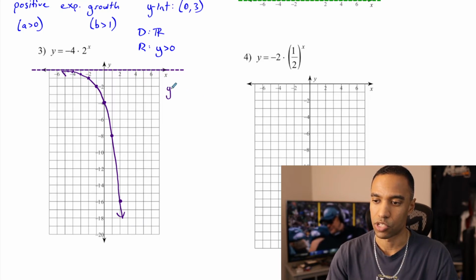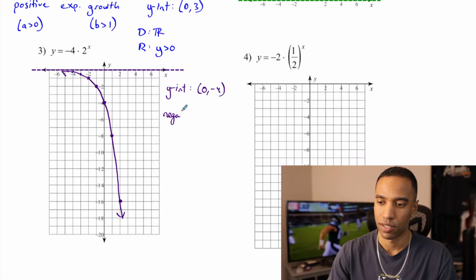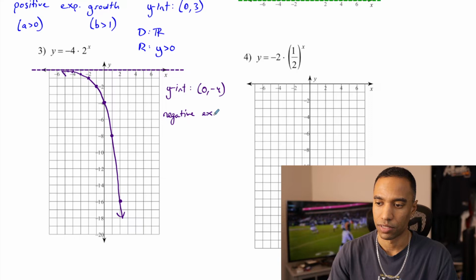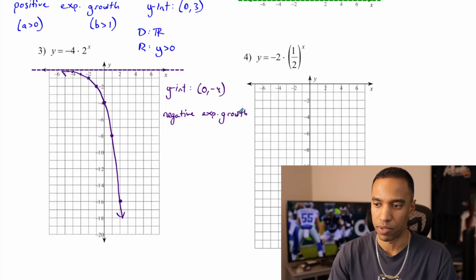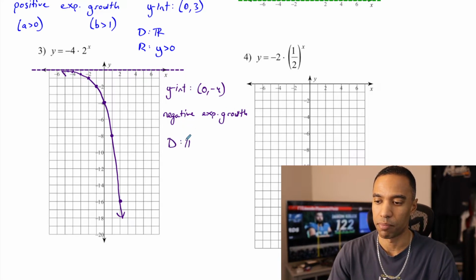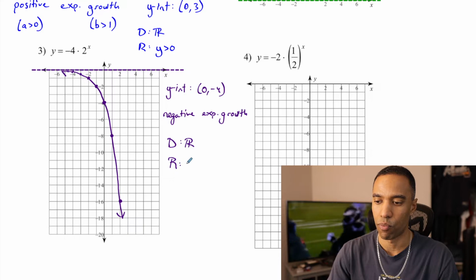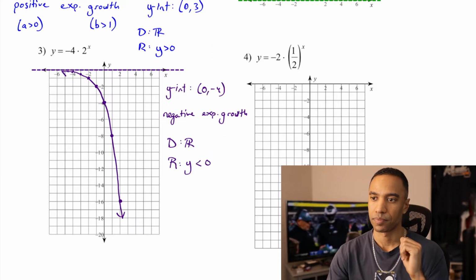So what is this? This has a y-intercept of 0, negative 4. Something I probably could have written first. It is negative exponential growth. This is negative exponential growth because b is greater than 1. We're growing largely negative. It has a domain of all real numbers, and it has a range of y is less than 0. It's all negative there.